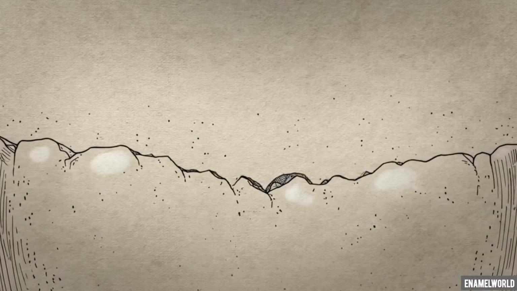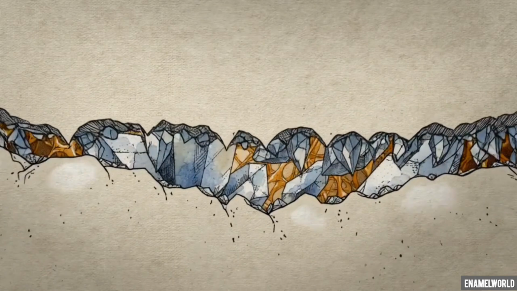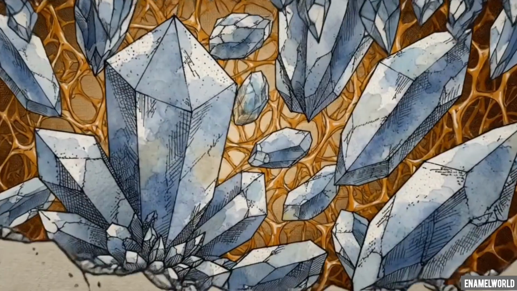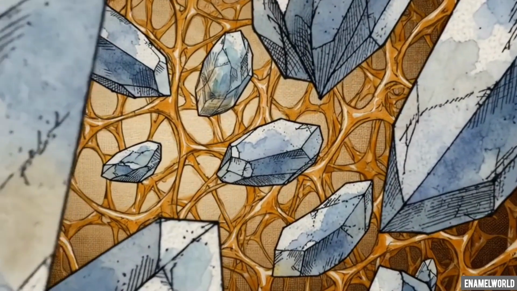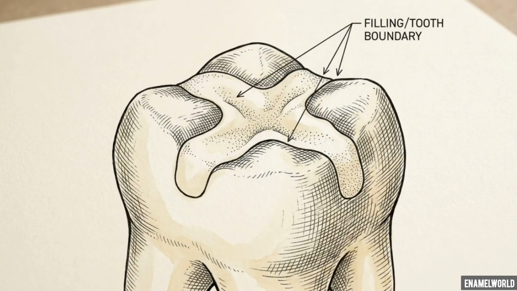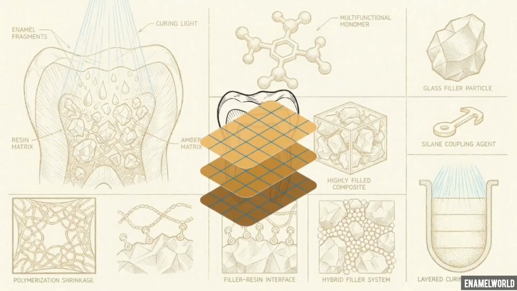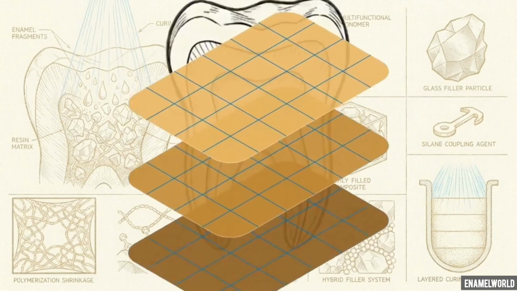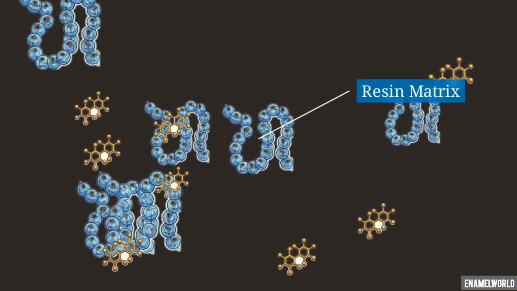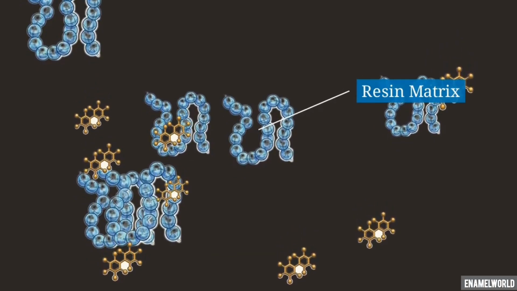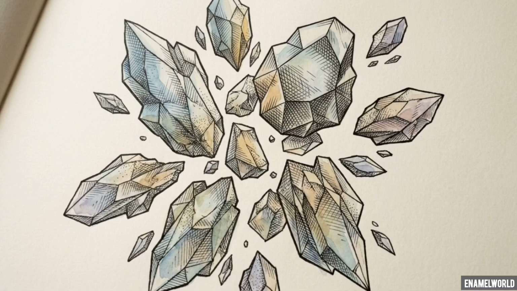Plunge past the familiar macroscopic anatomy of human enamel, cross the microscopic boundary of a restoration, and enter a highly engineered multi-phase chemical architecture. This is composite resin. It is the clinical standard for tooth-colored restorative materials, and it operates entirely as a composite structural system. The architecture relies on two distinct components: a continuous organic phase, known as the resin matrix, and a dispersed inorganic phase, made up of rigid filler particles.